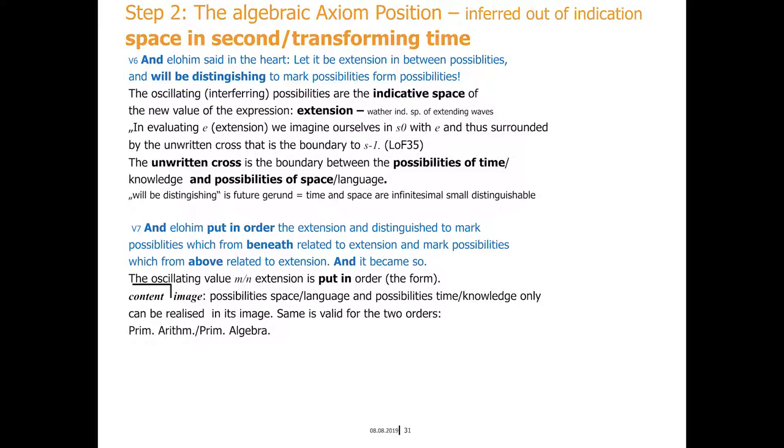Put in order means the form out of the form, or the form into the form. It's a content-image relationship. Possibilities of space and the possibilities of time only can be realized in its image. The same is valid for the two orders, primary arithmetic and primary algebra.